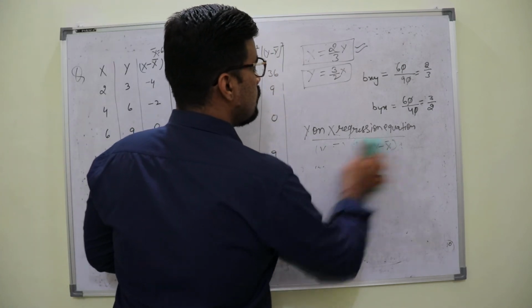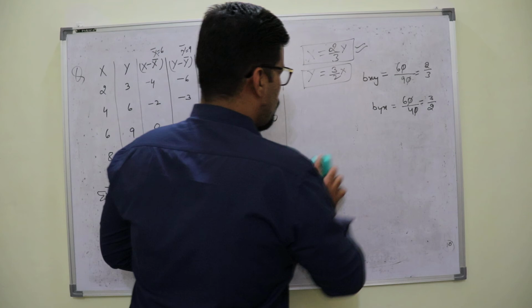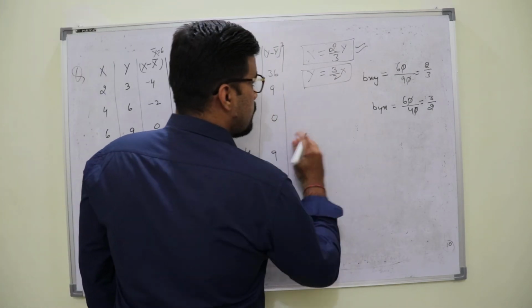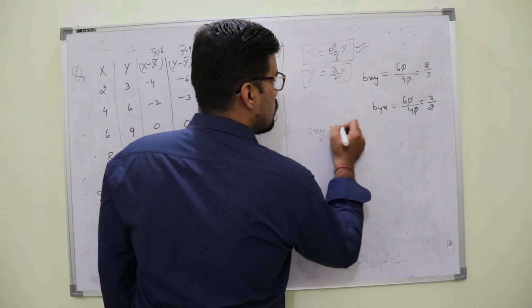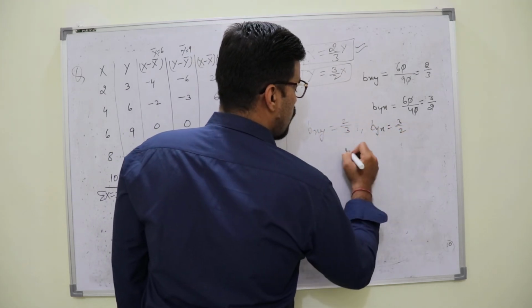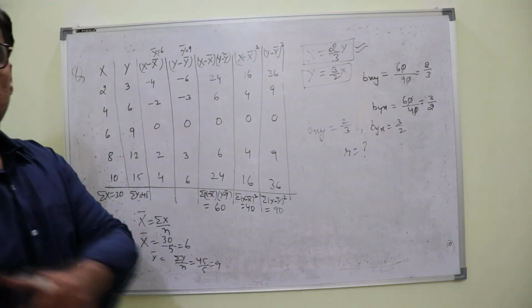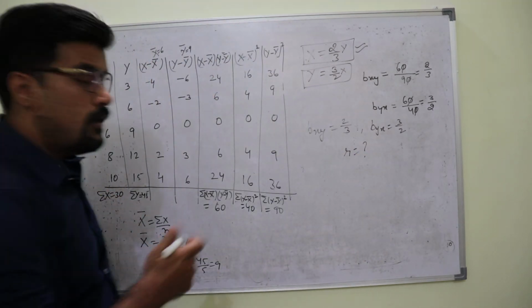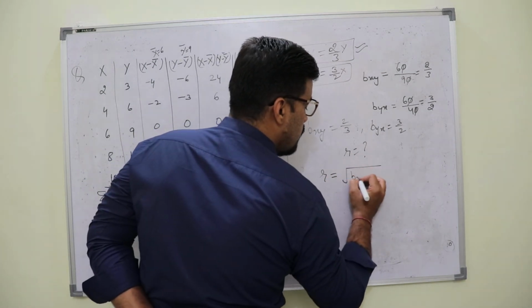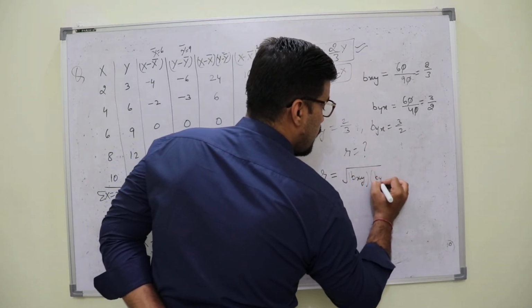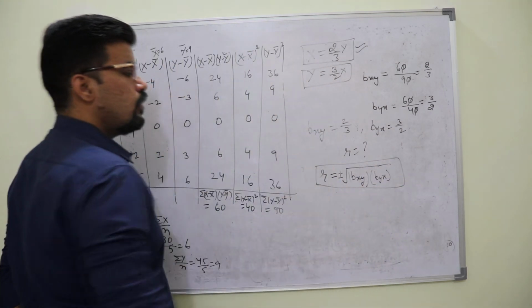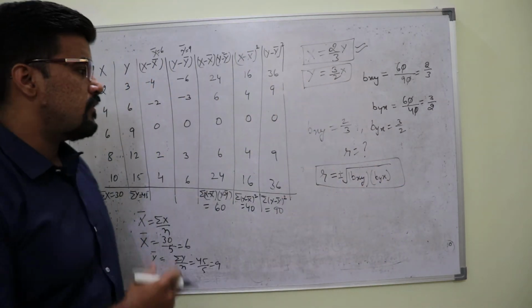Now I need to tell you one more thing, that there is a relationship between the correlation coefficient and bxy. Sometimes they'll give you bxy is equal to 2 upon 3 and byx is equal to 3 upon 2, and they ask what will be the correlation coefficient. इसका एक shortcut है, आपको पूरी calculation करने की जरूरत नहीं है. There is a relationship: r is equal to plus minus root of bxy into byx. This is the formula to calculate the correlation coefficient if the regression coefficients are given.